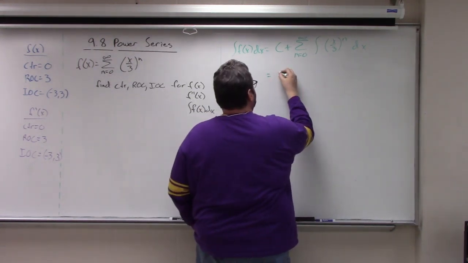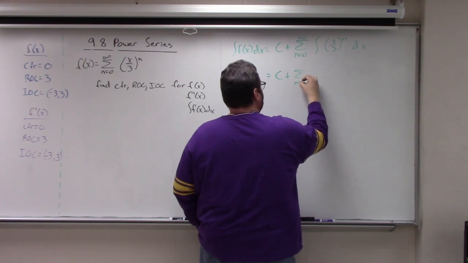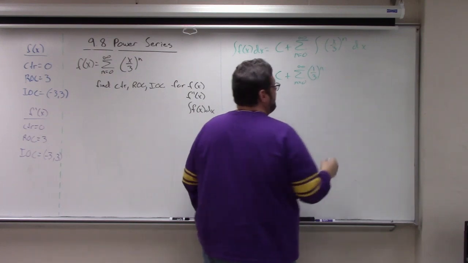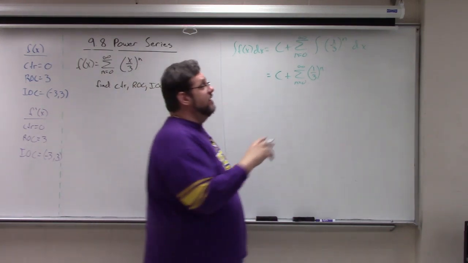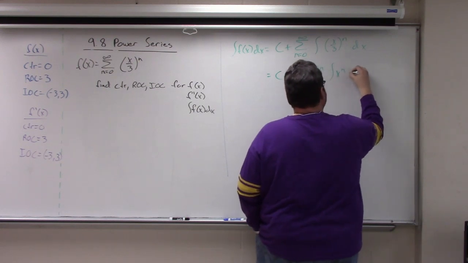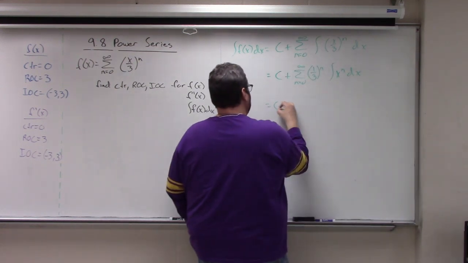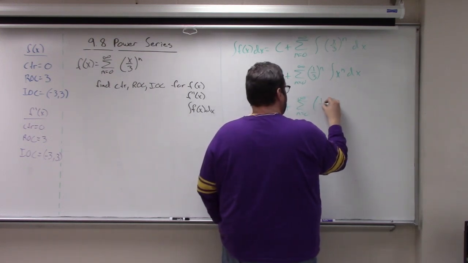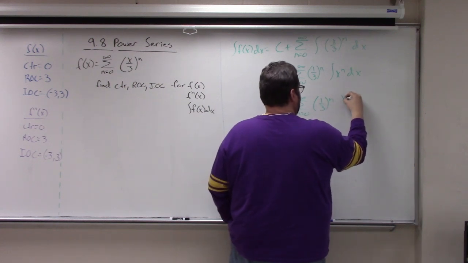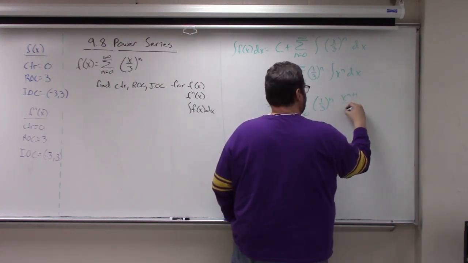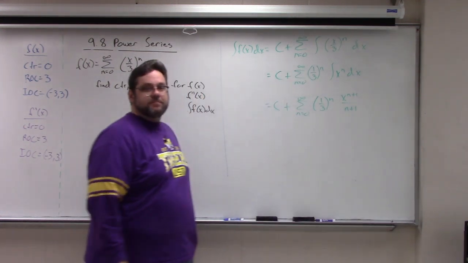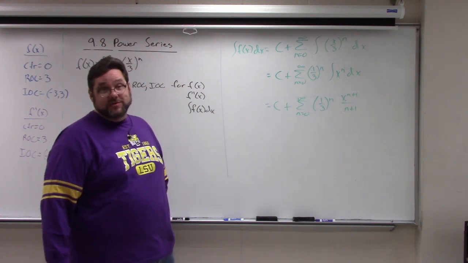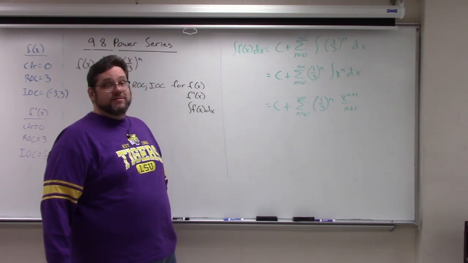All right, this is going to be c plus the sum from n equals 0 to infinity. This 1 over 3 to the n has no x in it, so I can bring it outside of the integral. x to the n dx. So what do we get? c plus the sum from n equals 0 to infinity of 1/3 to the n, x to the n plus 1 over n plus 1. There we go. There is our series. Not the prettiest series, but it's what it is.